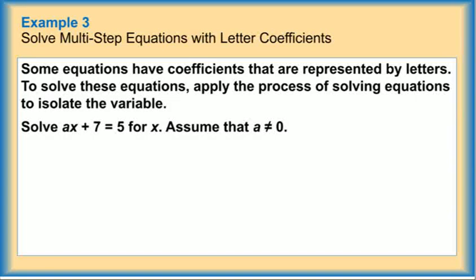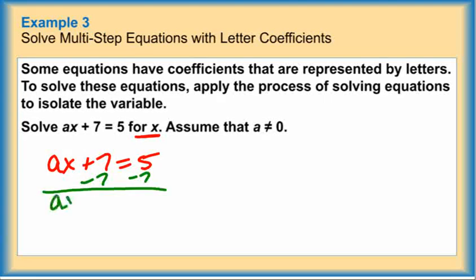Okay, so here it says solve ax plus 7 equaling 5, and we're solving for x. That means I need to get everything away from the x. So if I rewrite this, I have ax plus 7 equaling 5. I need to get everything away from the x. So I have ax together. I cannot touch that until I get rid of this 7. So the opposite of adding 7 is subtracting 7. And I'm left with ax equaling a -2.